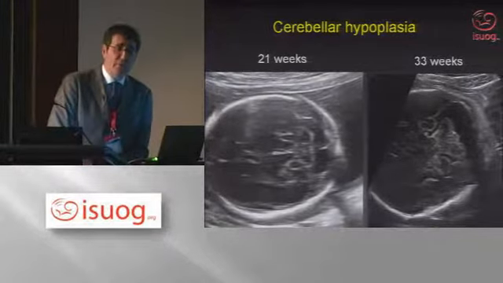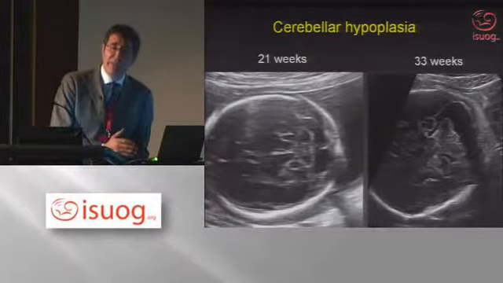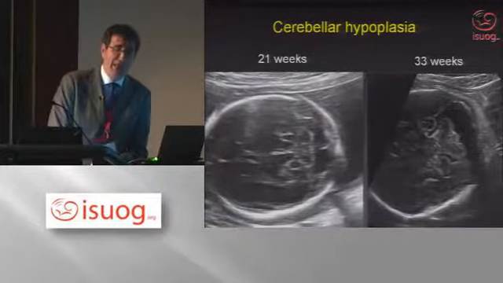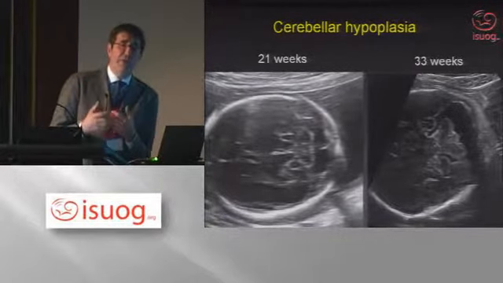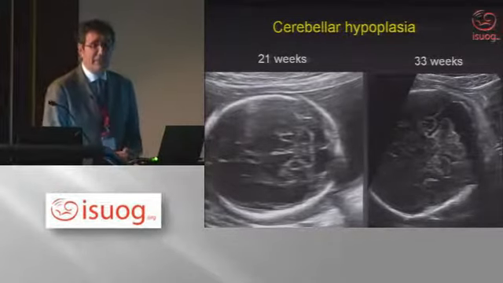Usually, most forms of cerebellar hypoplasia are progressive. In the second trimester, you do not see anything. In the third trimester, you see severe cerebellar hypoplasia. And it is a bunch of different genetic and non-genetic conditions that tend to have in common an extremely severe prognosis.